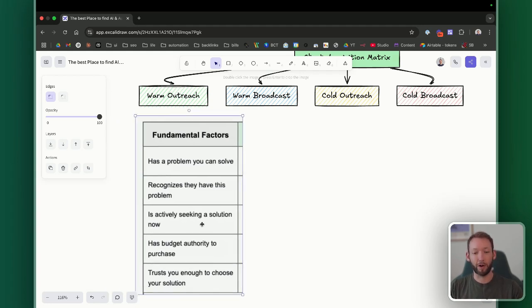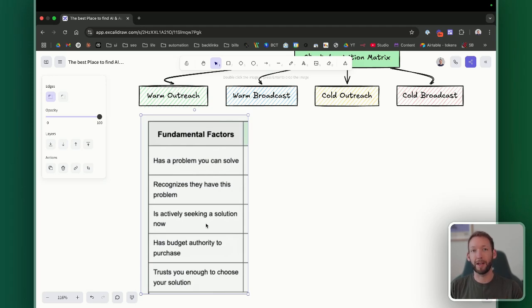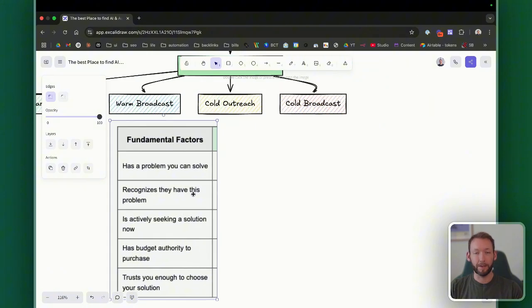For something like warm broadcast, again, they probably trust us enough, but maybe a little bit less. If we're reaching out to secondary or tertiary connections on LinkedIn, we are posting from our accounts as if we know people have a problem, but we don't necessarily reach the right audience with that. Then with cold outreach, like cold calling or cold email, we're still going to face some of these problems. We might be targeting somebody with budget authority, but are we always going to hit the inboxes of people that have this exact problem? And do they recognize they have the problem? And are they actively seeking a solution? Maybe not. So these are objections that we have to overcome when we're trying to acquire clients in this way.